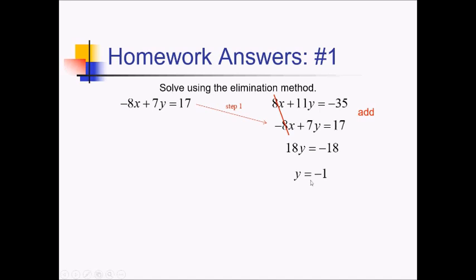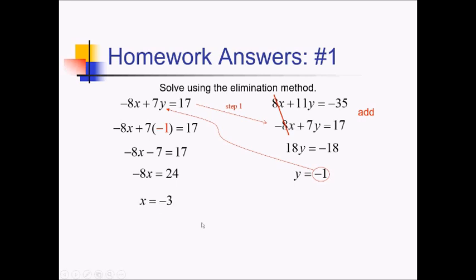Now I'm just going to plug negative 1 in for y in this equation over here. It doesn't really matter which one we use, but I'll use this one. So we have negative 8x plus 7 times negative 1 equals 17. So that's negative 7 there. And if we add that to the other side, then we get 24 on the right side. So dividing by negative 8 to find the value of x, we end up with x equals negative 3. So then negative 3 comma negative 1 is our final point.